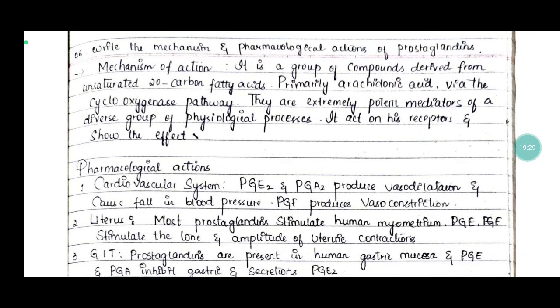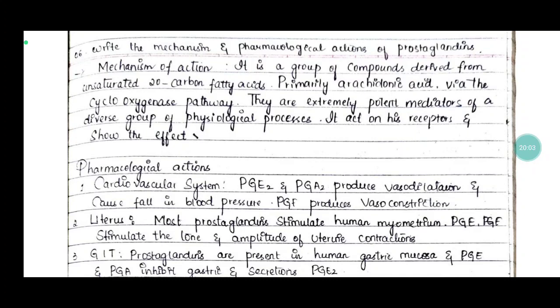So the next question: write the mechanism and pharmacological actions of prostaglandins. The mechanism of action: prostaglandins are a group of compounds derived from unsaturated 20-carbon fatty acids, primarily arachidonic acid, via the cyclooxygenase pathway. They are extremely potent mediators of a diverse group of physiological processes, and they act on their receptors and show the effect.